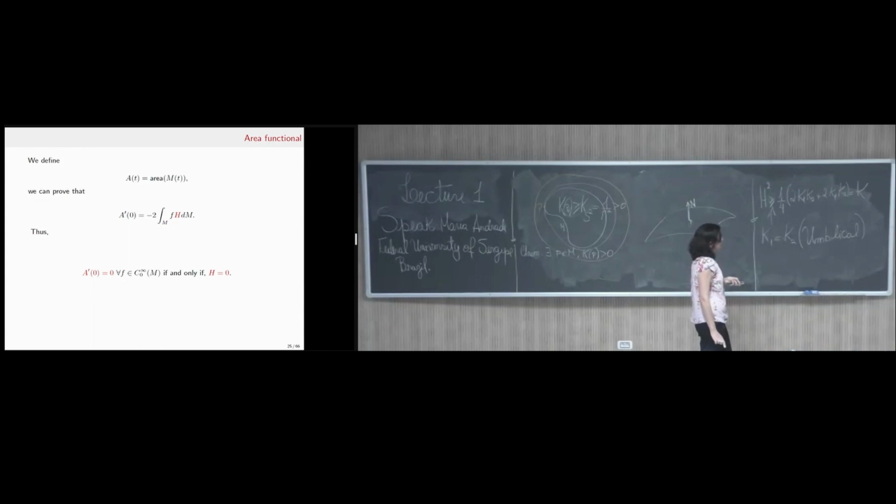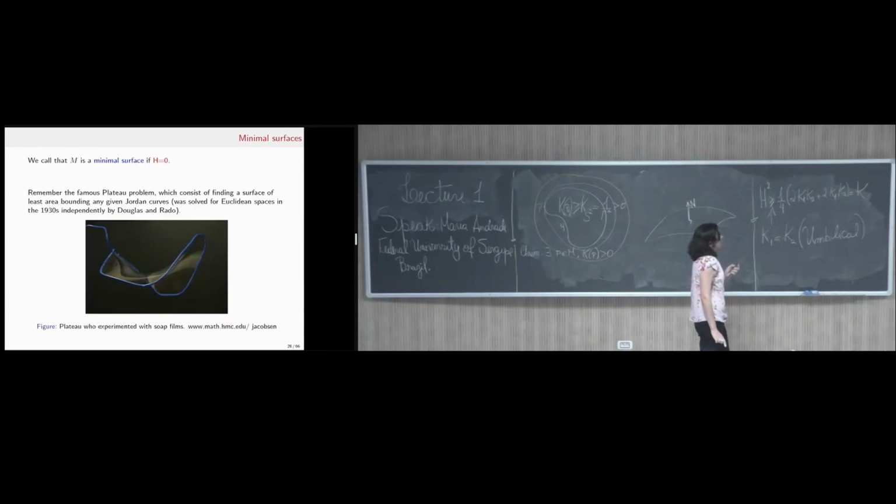Now you can see more. Here I talk about a classic problem, of course. Everyone has seen this picture because it's very beautiful, very interesting. What does this picture mean? This is the famous problem proposed by Plateau, which consists of finding a surface with the least area given a Jordan curve. This problem was solved for Euclidean space independently by Douglas and Radó.